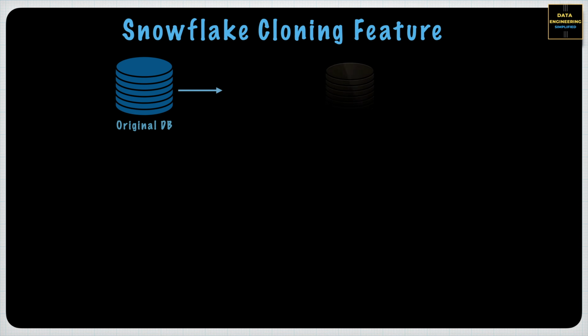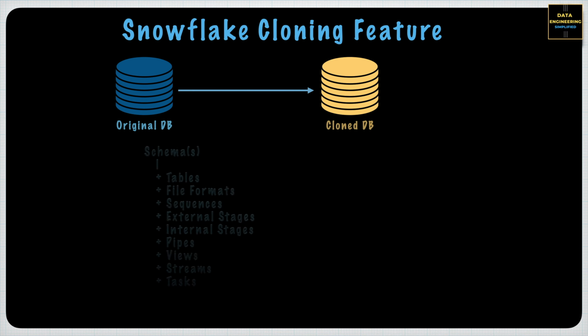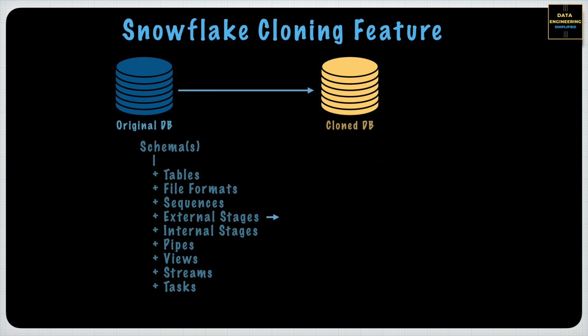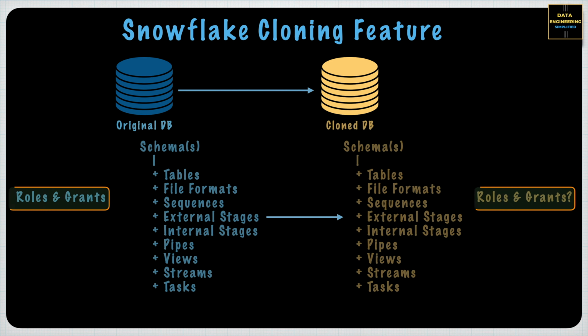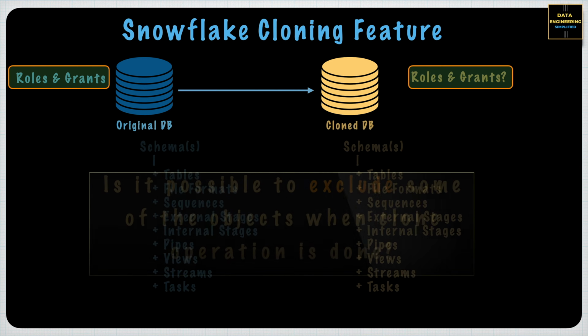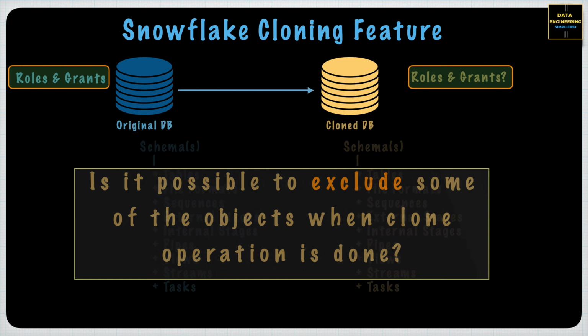Let's say you want to clone a database. A database may have one or more schemas, and each schema may have many more objects like tables, file formats, sequences, streams, tasks, and so on. There will be roles and grants too associated with these objects. And you can think of many questions, like: is it possible to exclude some of the objects when the cloning operation is done at database or schema level?